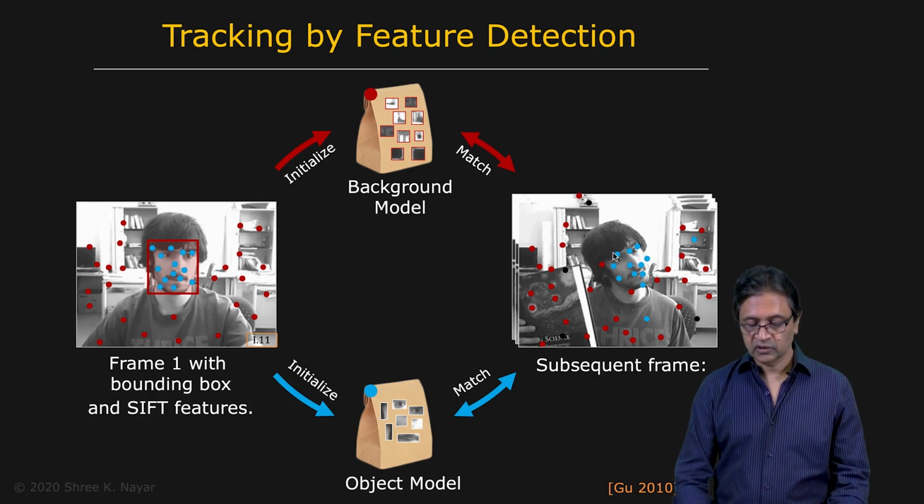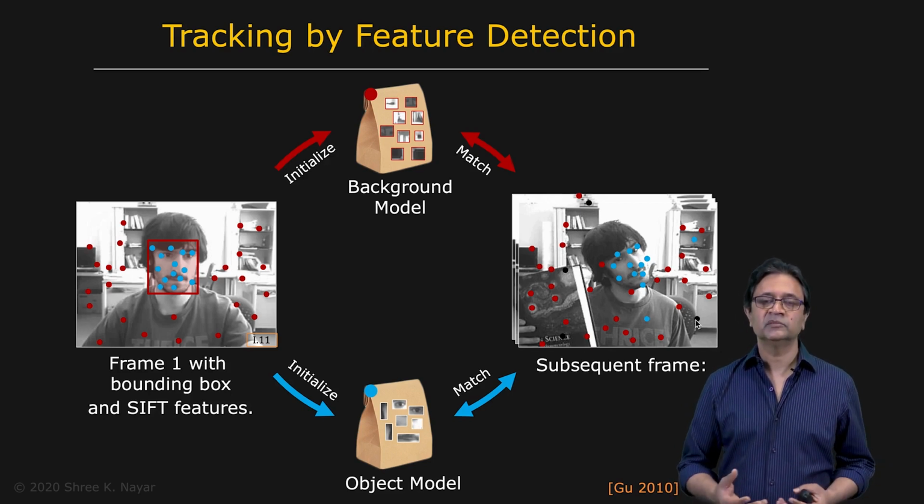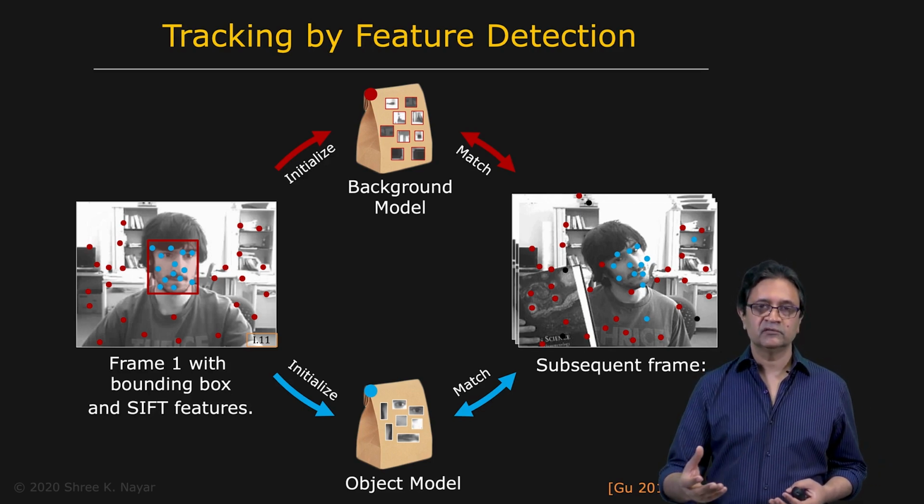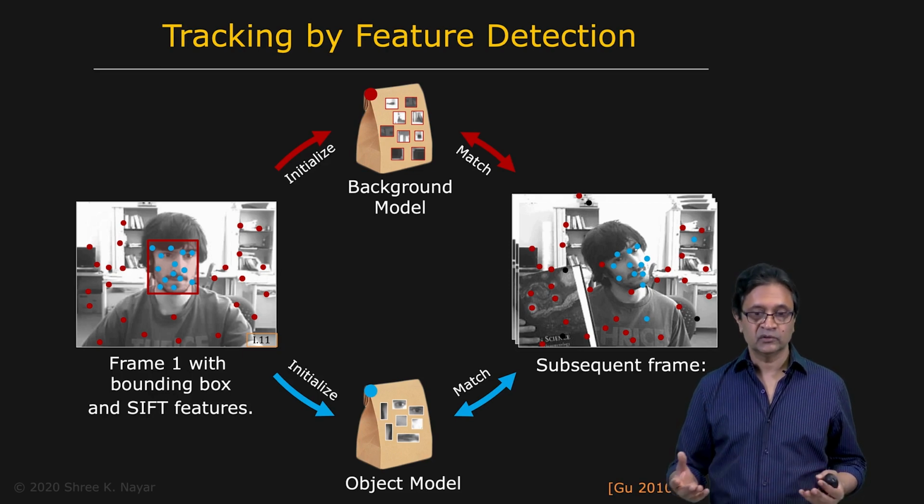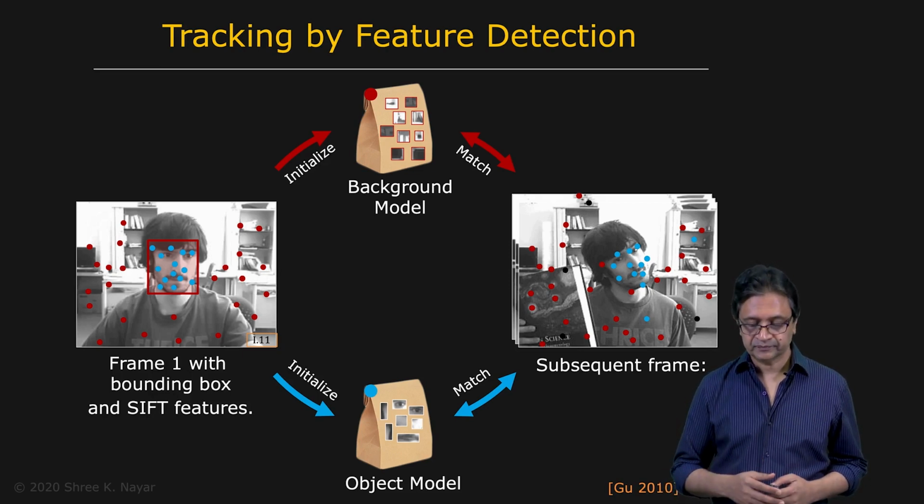So you see that those are your object features, the red ones are your background features, and then we also have a few black dots here which are not assigned to either one category because it's possible that you have new features that have appeared in the image that don't belong to either one of these models as yet.